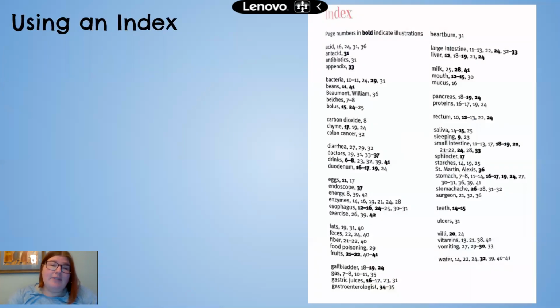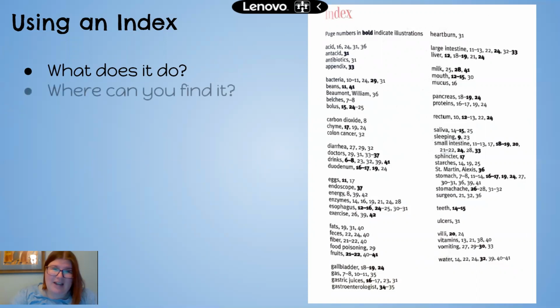So our next nonfiction text feature that we're going to be looking at is an index. An index tells you all the pages about a certain topic. So a lot of times in nonfiction text, the ideas and different topics keep coming up. So it tells you which pages you can find each of the things. So it's always one of the last pages. I'm getting ahead of myself here.